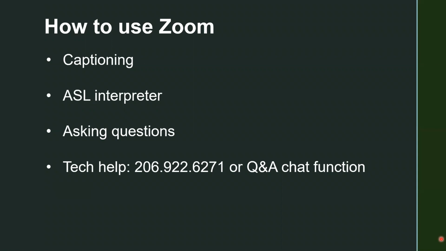If at any time you are running into technical issues and you need help, my colleague Will is available by phone. You can call him at 206-922-6271, or you can use the Q&A chat function, which I will show you in a few moments.